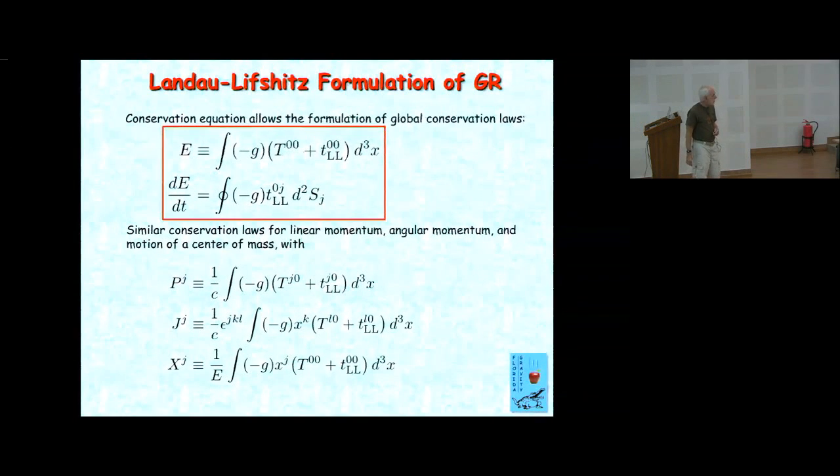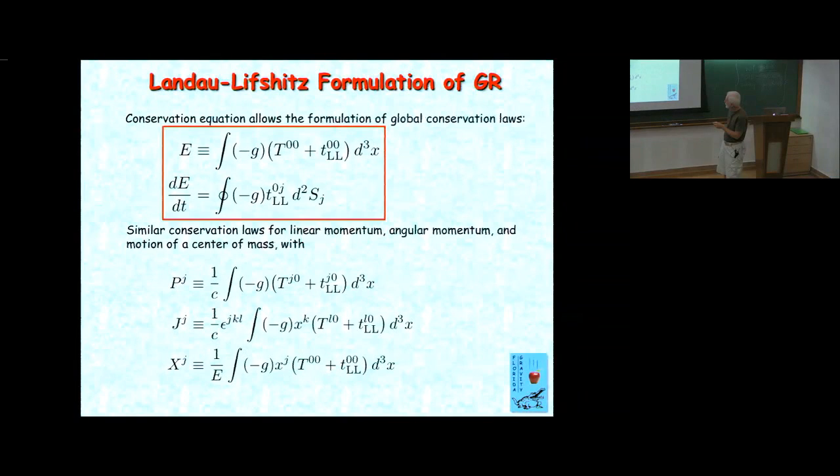Okay, and the reason we can do that, find a surface, convert this time derivative into a surface integral, is because the conservation law here involves partial derivatives. And that's really why we like this formulation with partial derivatives. It allows us to define these kinds of conservation laws. So we've given up covariance, but we've gained by having a very nice way to express these conservation laws.